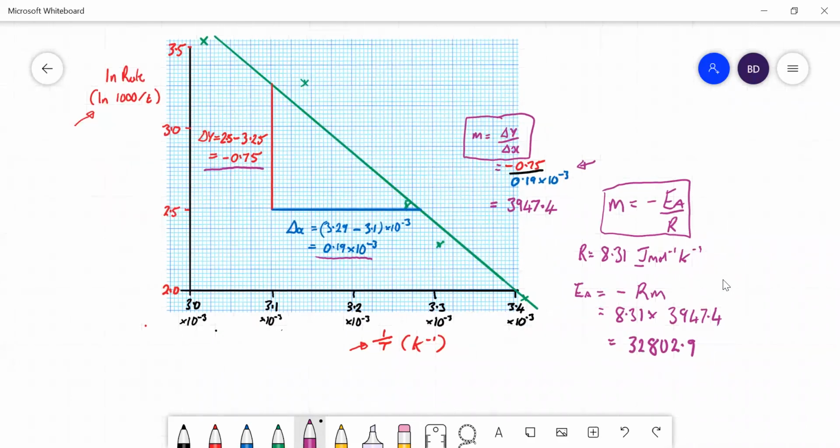Right, so we need to think about what the units are going to be. The units of R are joules per mole per kelvin. The units of the gradient, if you look at it, it's the change in y over the change in x. y doesn't have any units because it's a log value, but x has units of kelvins to the minus 1. So that's divided by kelvins to the minus 1, so the two lots of kelvins are going to disappear. So the units here are going to be joules per mole.